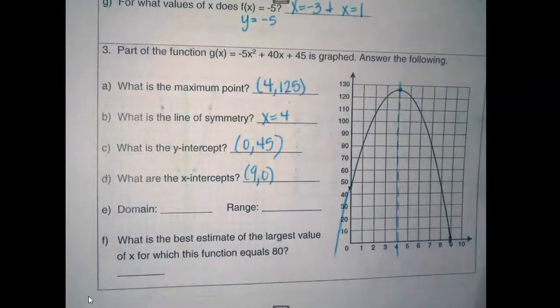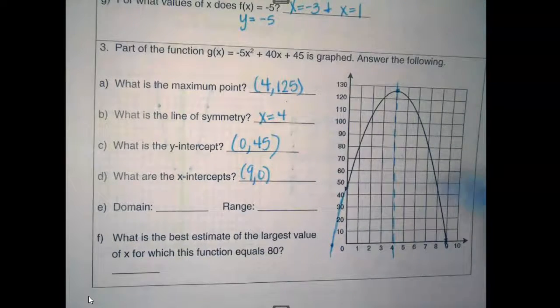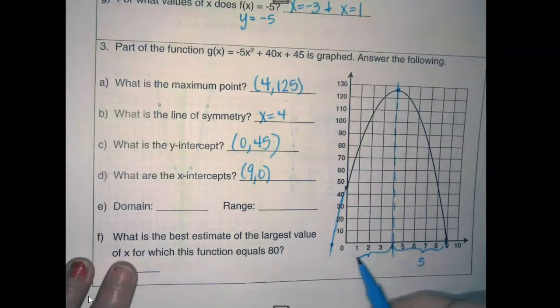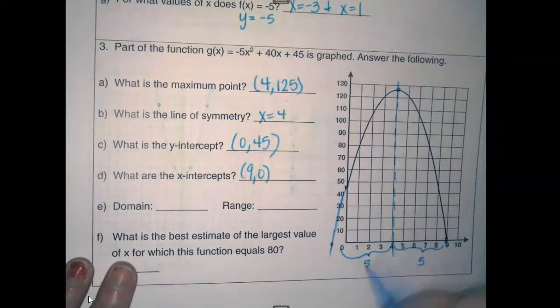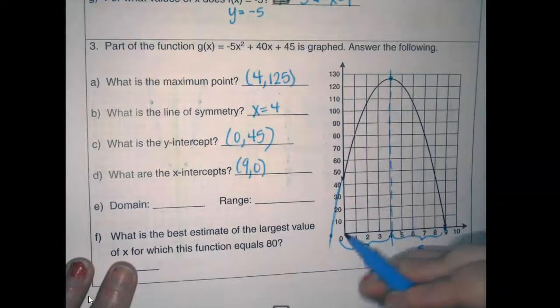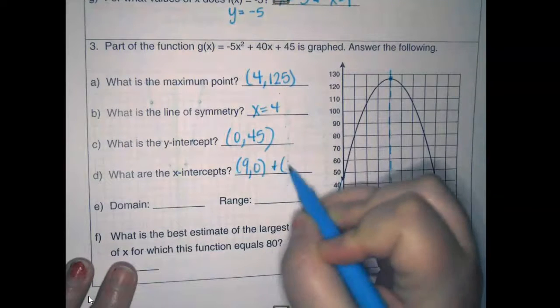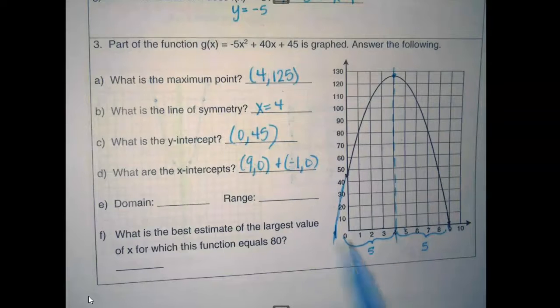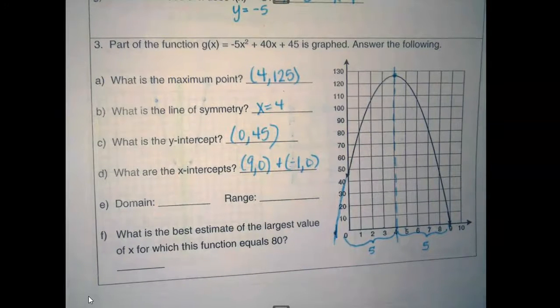But this one's a little bit harder. I mean, I could do a little guessing there. But remember, we have symmetry here. So this is 1, 2, 3, 4, 5 away. So this side has to be 5 away. Oh, I can't draw it going that way. So 1, 2, 3, 4. It's only going to go one spot. So my other one is negative 1, 0. That axis of symmetry tells me where this is going to actually cross. I don't have to guess.